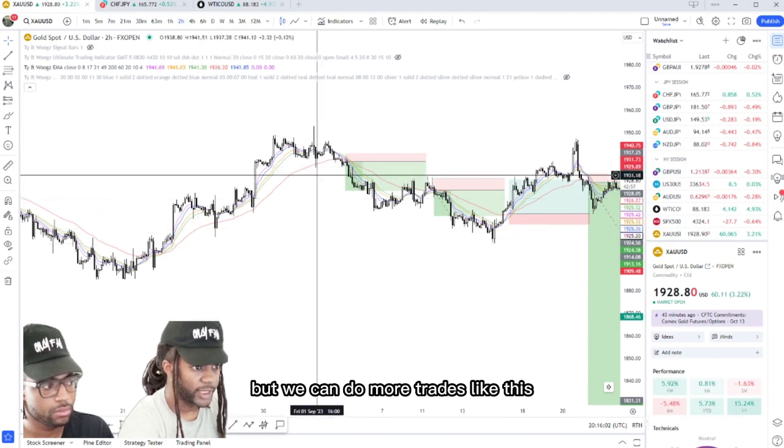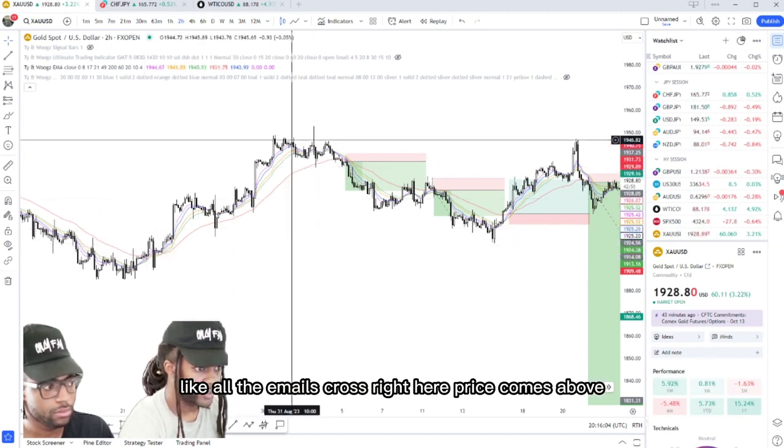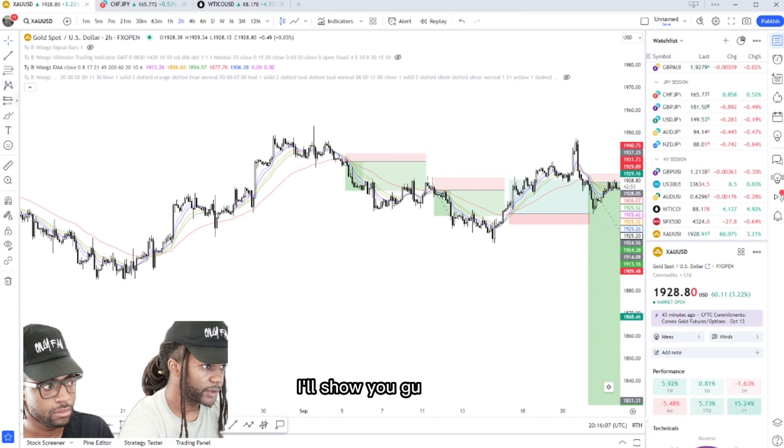But we could do more trades like this, like all the EMAs cross right here, price comes above. I'll show you guys again.